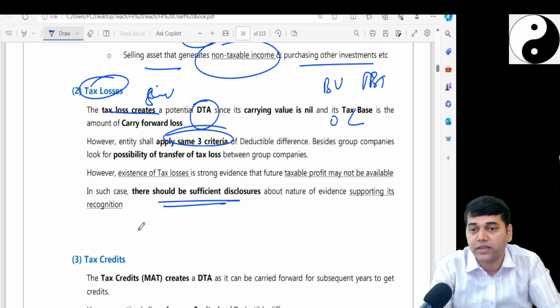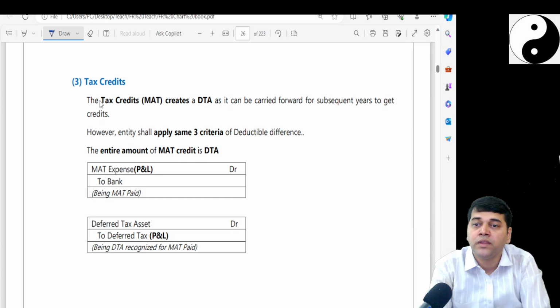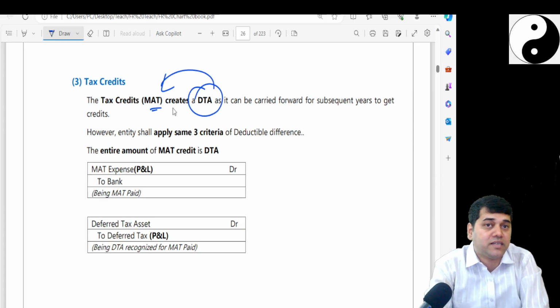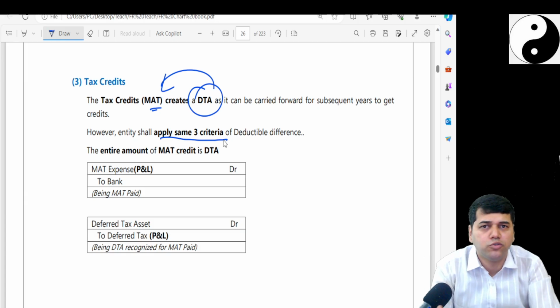That means deferred tax you can recognize only if it is so and so. We can have future profits and all. The last is tax credits like TDS or tax MAT, minimum alternative tax. Yes, you can create deferred tax asset on the MAT, minimum alternative tax. Have you worked on this? Only if 3 criteria are fulfilled. Again, no need to go much deeper here.